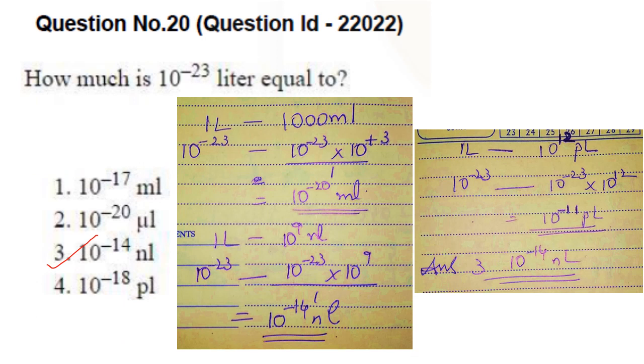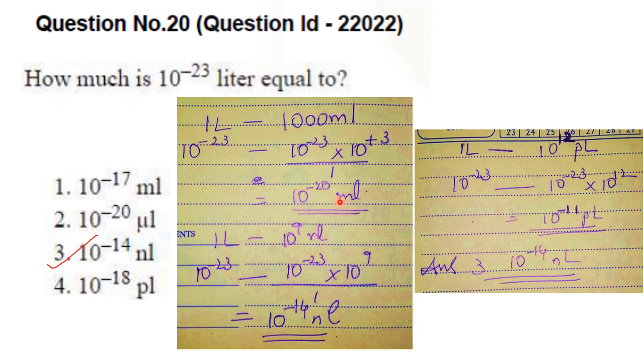Then next one. How much is 10 raised to minus 23 liter equal to? So 1 liter is 1000 ml. They have given different units: ml, microliter, nanoliter, picoliter. Now from this we have to see which is the correct one. So 1 liter is 1000 ml. First we will see the ml case. So 10 raised to minus 23 will be 10 raised to minus 20 ml. So they have given answer as 10 raised to minus 17 ml.